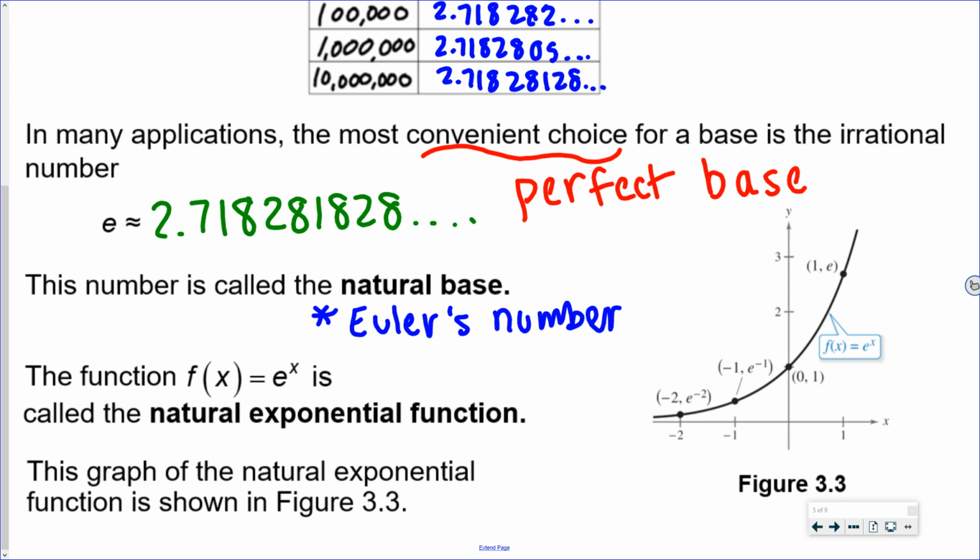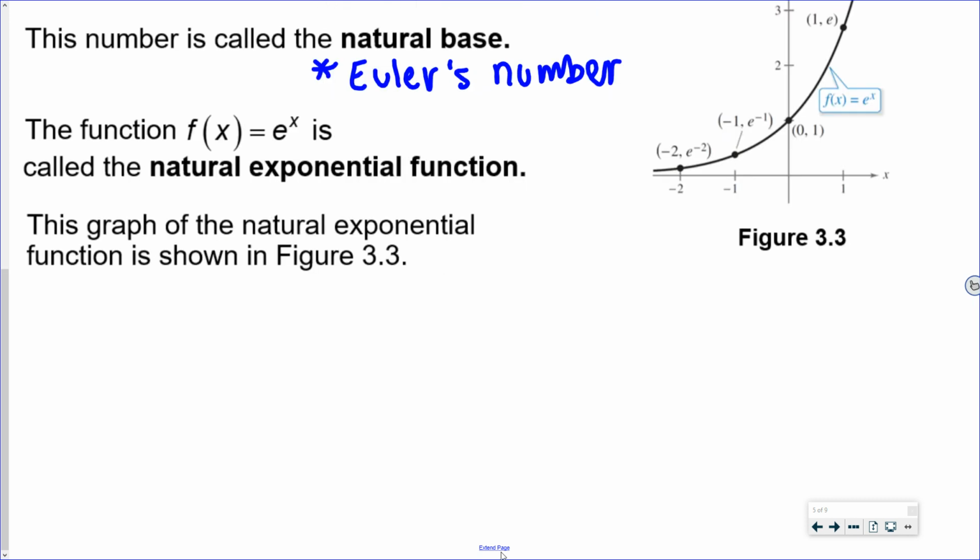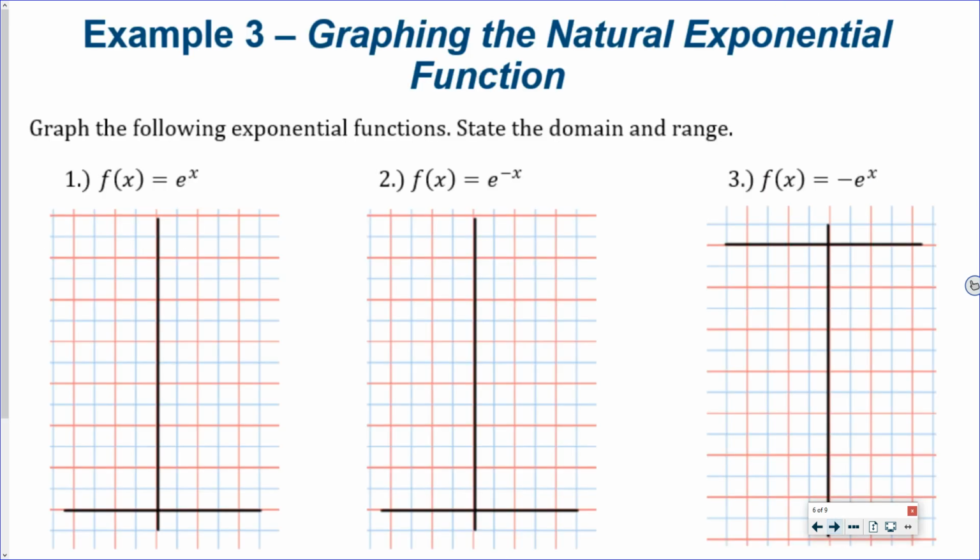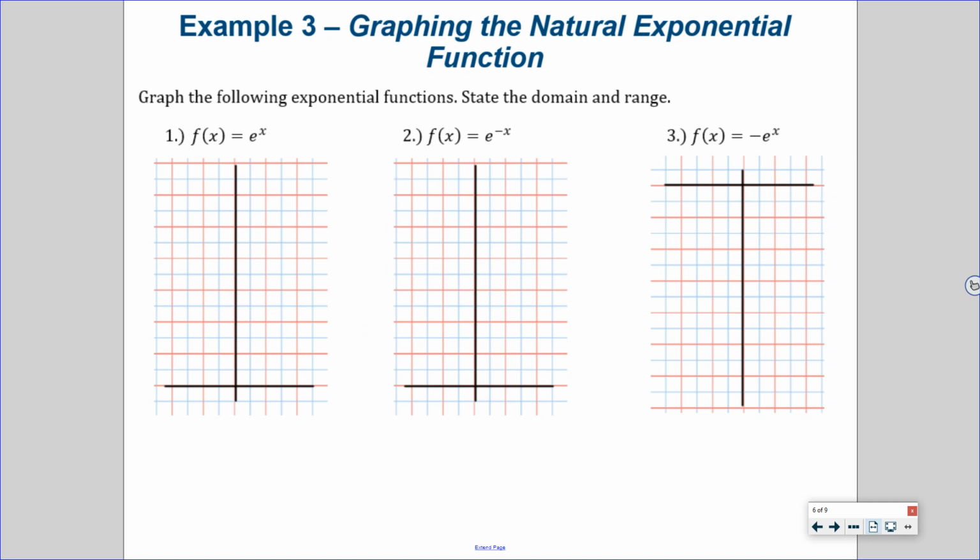So we call this our natural base. It's kind of like our perfect base for a lot of application problems when we're talking about exponential growth and decay. When we graph this or write it as a function, that's called our natural exponential function. Here's what it looks like, but we're going to graph it together by using a table and then practicing using the E button in our calculator as well. So you will need your grapher.